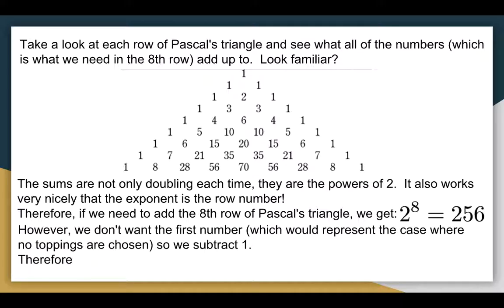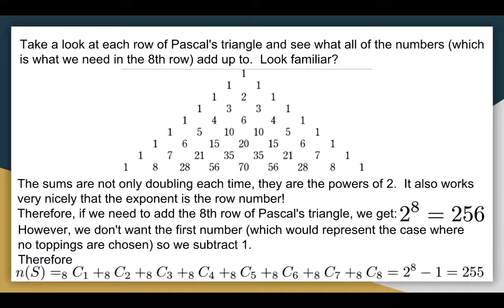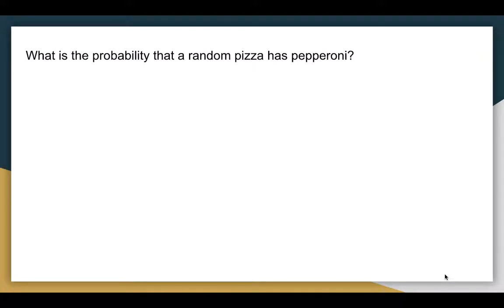But you don't want the 1. If you want to lose the no toppings choice, again, you maybe want that, but depending on the question, we can lose it. If we want just 8 choose 1 all the way to 8 choose 8, we do 2 to the 8, which is the entire row, and subtract 1.